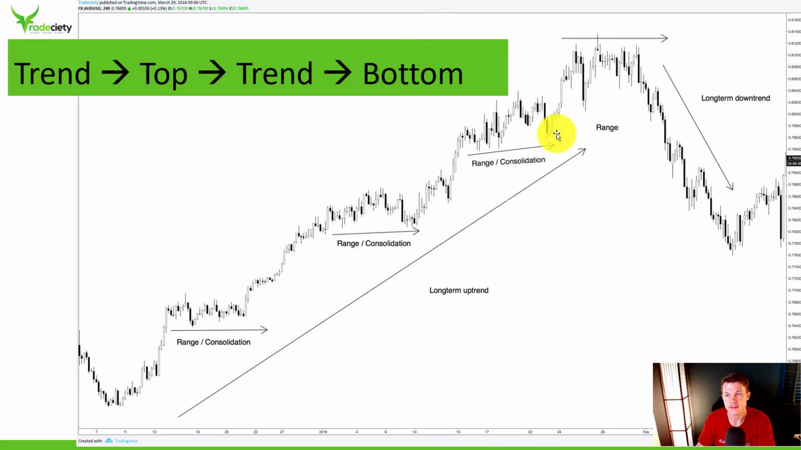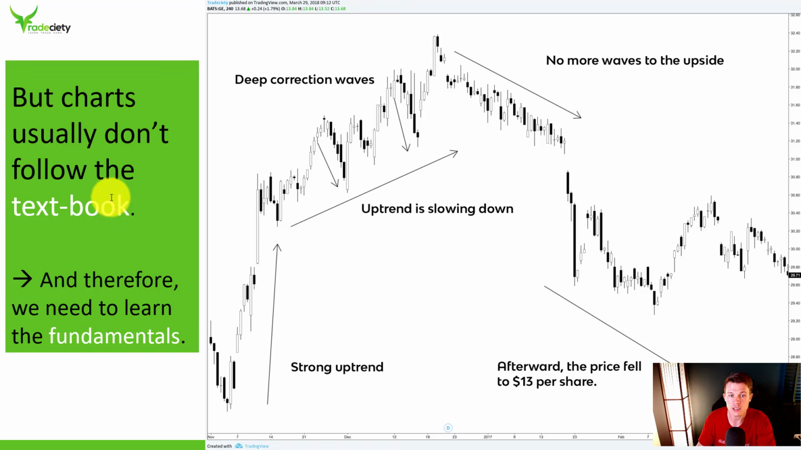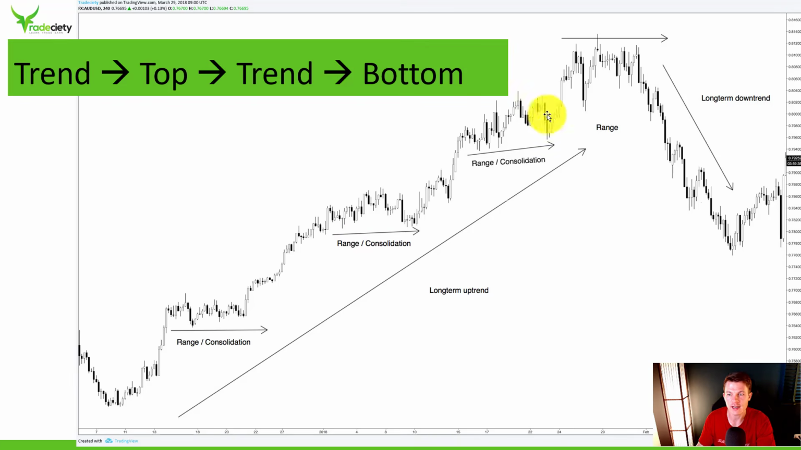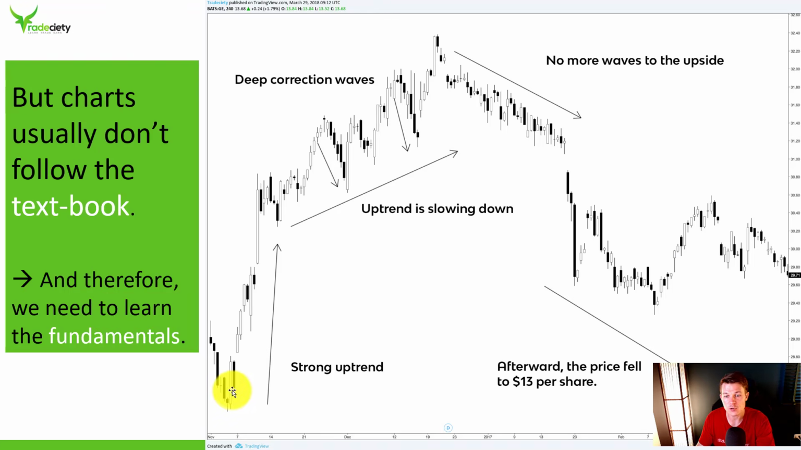And then at the top of a trend, after a mature trend, this is where we can start looking for reversal patterns such as a head and shoulders. Charts usually don't follow the textbook, as I said, and you can look at those very nicely moving trends all day long, but the reality looks usually a little bit more messy, and it is very important that you are also open to studying those.